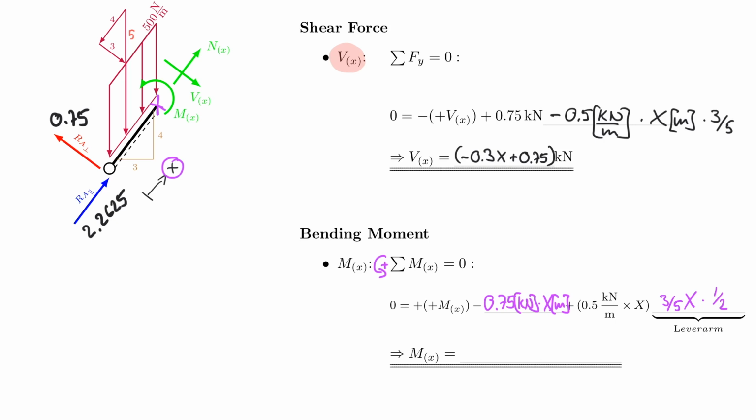And you see that now x is squared in that equation, right? So I have x here, and therefore it's a squared equation, which is good because we know that the moment must be parabolic. So ultimately, it's minus 0.15 x squared plus 0.75 x. And this equation, of course, must be in kilonewton meters. And there you have it.